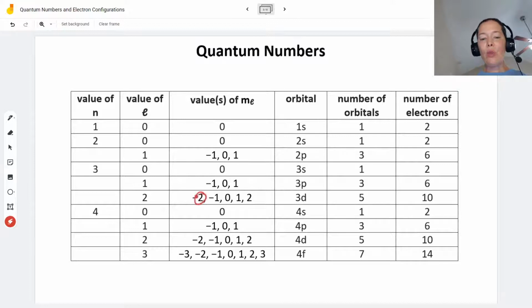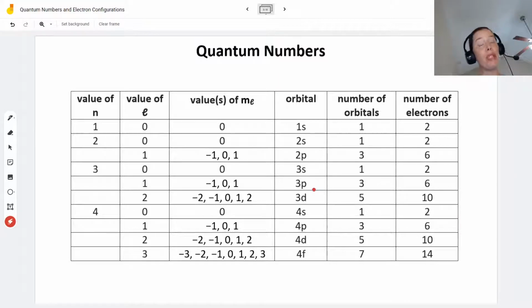Okay, so that gives us 1, 2, 3, 4, 5 values of m sub L, which means we have 5 orbitals. Remember, each orbital can hold 2 electrons, so we have a total count of electrons for these 5 orbitals of 10. Again, these are the 3d orbitals.